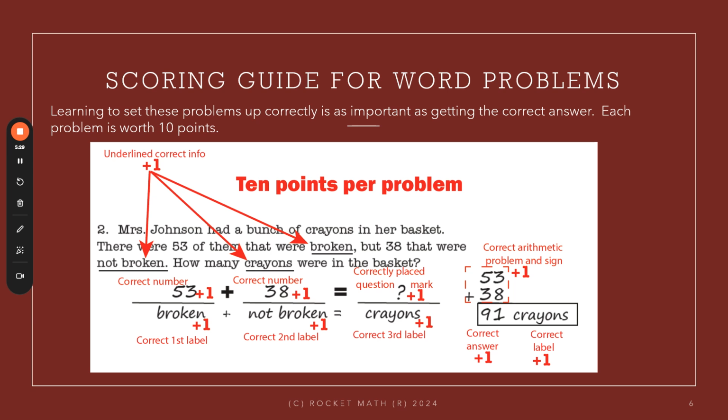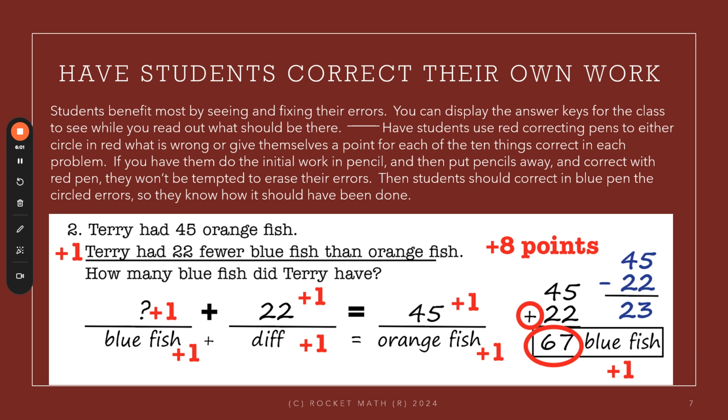So underlining the correct information in the problem is worth 1 point. Putting the correct labels under the 3 blanks are worth 1 point for each blank. Putting the correct numbers above the blanks are worth 1 point for each. Putting the question mark above the correct blank is worth 1 point. The correct arithmetic problem with the correct answer is worth another point. The correct answer is worth 1 point, and the correct label is worth 1 point.